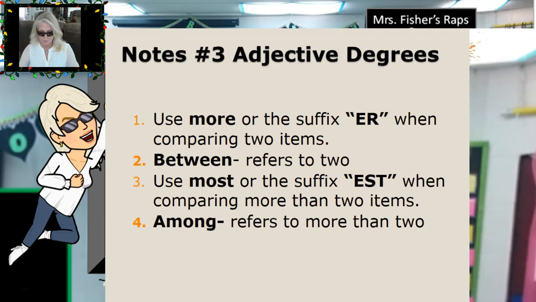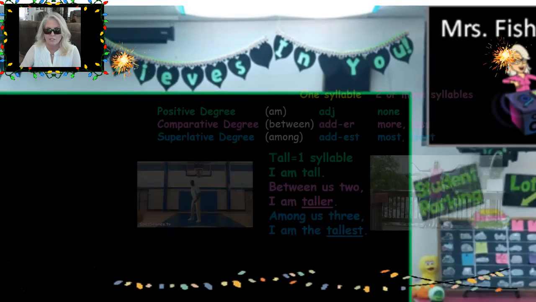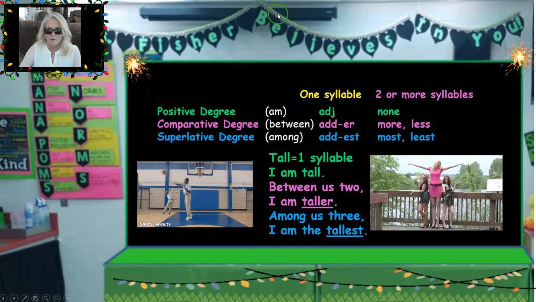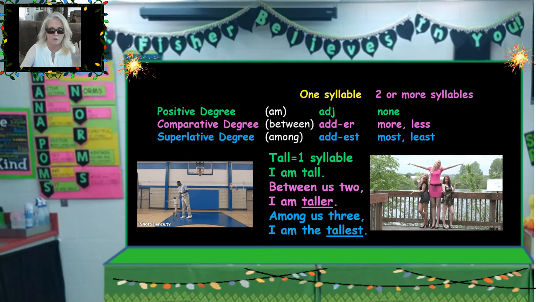All right, so this is a really easy concept once you understand it. What we have here is the degrees; the names of the degrees are not important. What is important is that you understand that if you just have one person and you're saying I'm tall, you wouldn't say I'm taller, you just say I'm tall because there's no comparison.